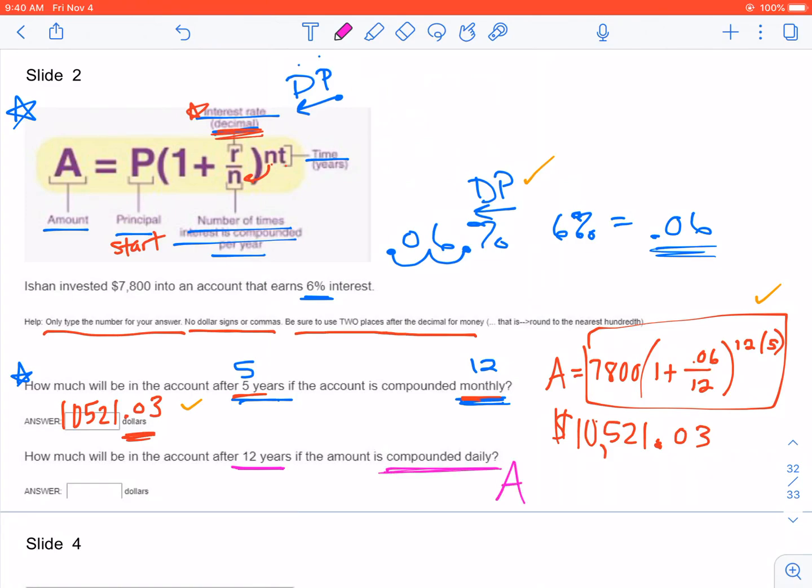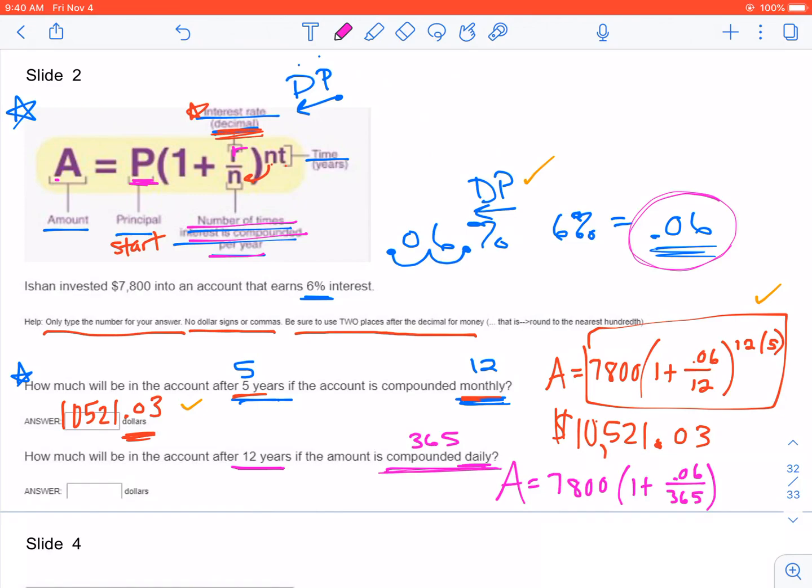So let's go back through. A equals our principal amount is our starting value, 7800. Then we have 1 plus. Then we have our R up at the top. That's our interest rate. That's where the R comes from. And that's the decimal that we're using, 0.06. The N is the number of times that we're compounding it per year. So we're thinking about days per year. How many days in a year? 365. So we're going to have 365 down on the denominator of that fraction.